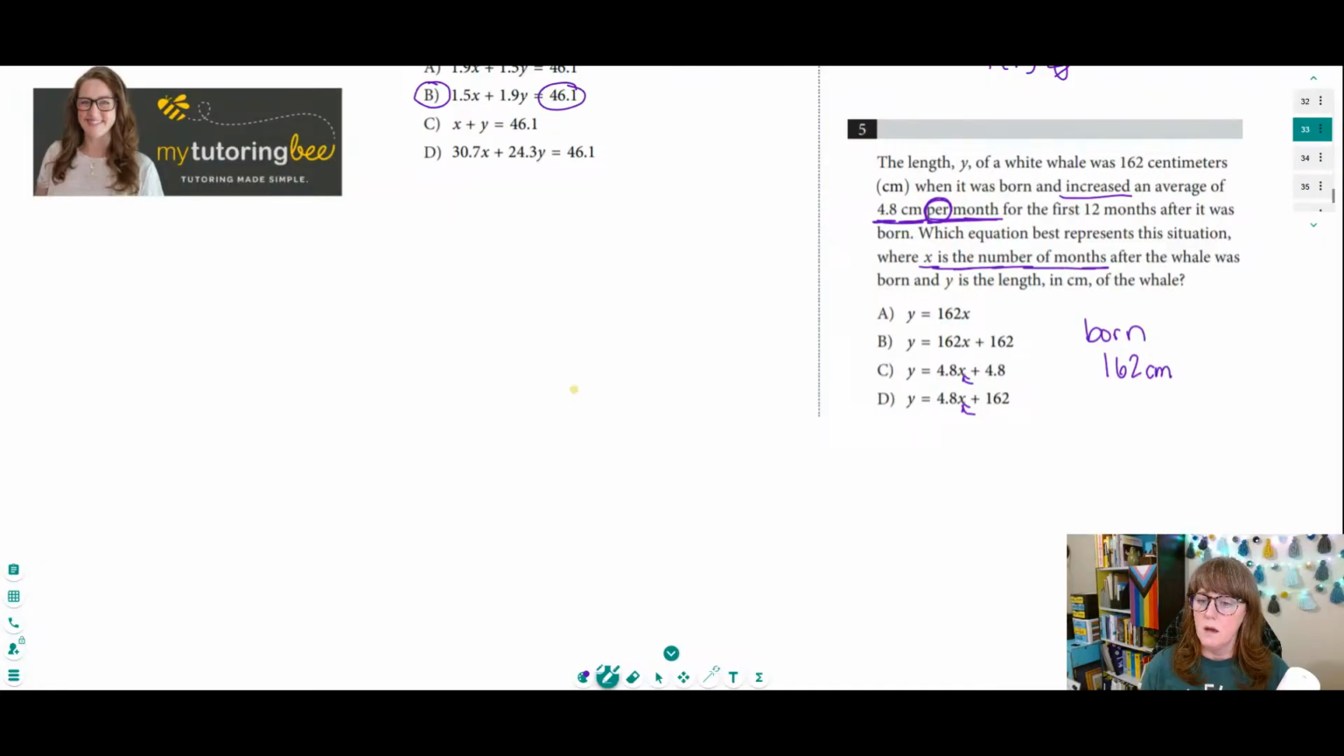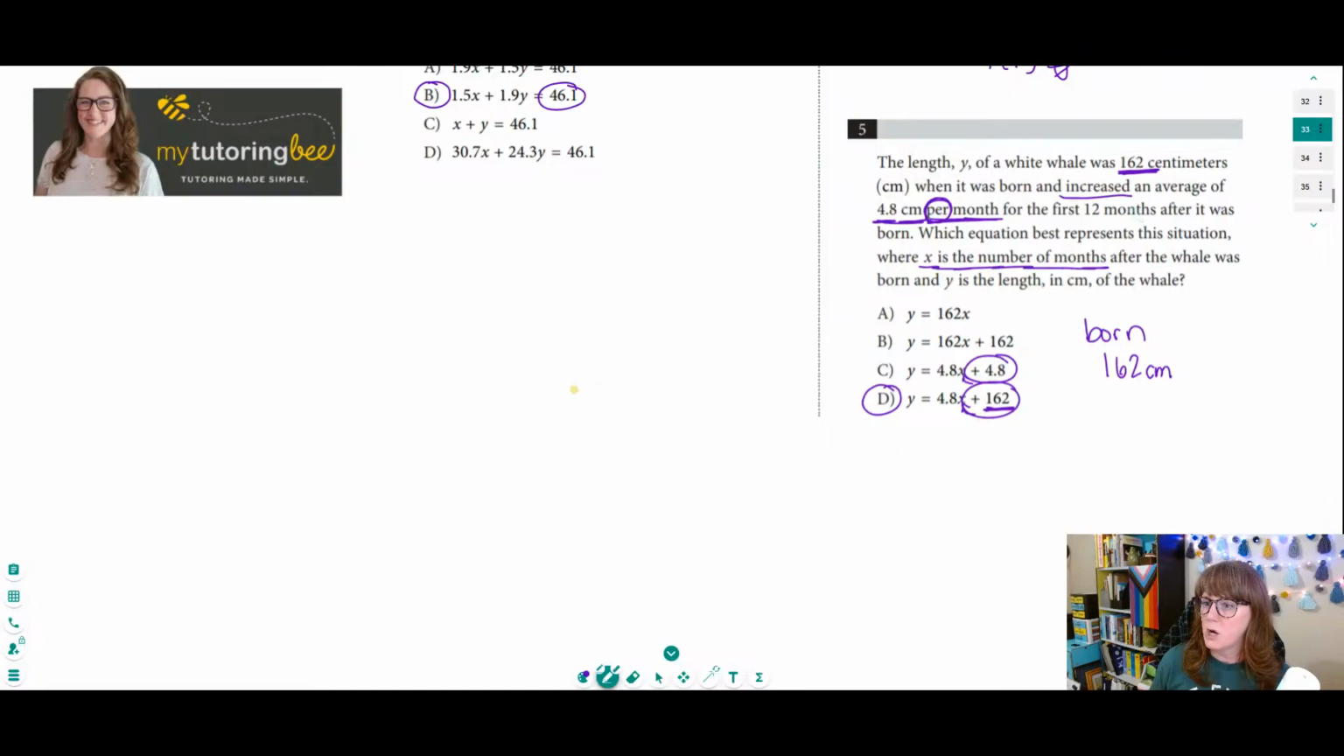Okay. The difference is that here we're adding 4.8 and here we're adding 162. Well, how big was the whale when it was first born, right? It wasn't 0 centimeters. It was 162 centimeters. They told us that when it was born, it was 162. So that's our starting point right there. And then after that 162, we're adding on 4.8 for every month that the whale was alive for the first 12 months of its life. So we've got D right there.